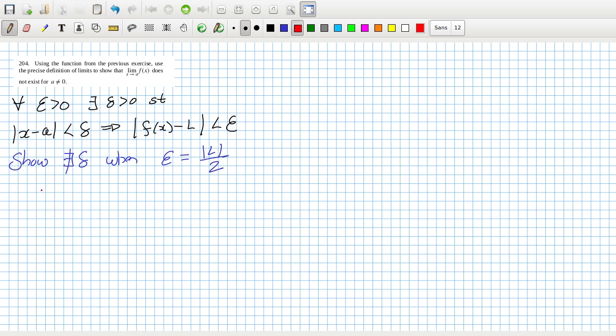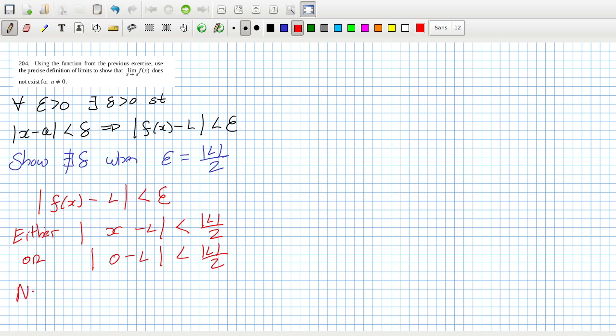Okay, so if you have |f(x) - L| should be less than epsilon, then what you'll have here is either, or I should say, |x - L| is less than L over 2, or |0 - L| is less than L over 2. Now, |x - a| is less than delta.